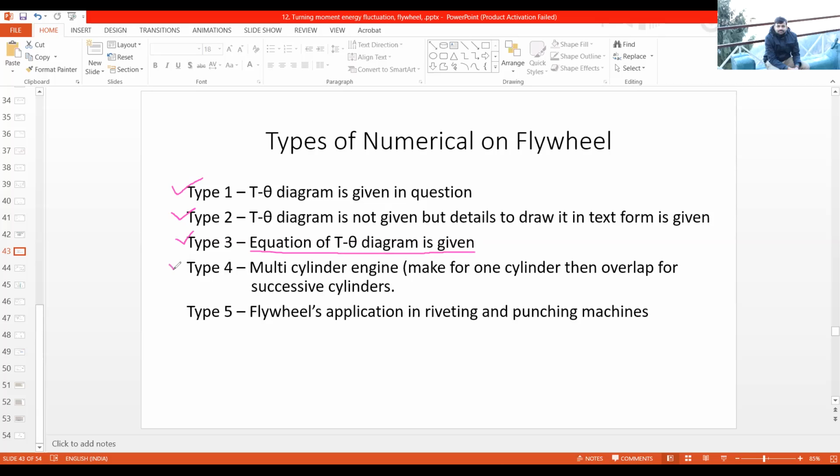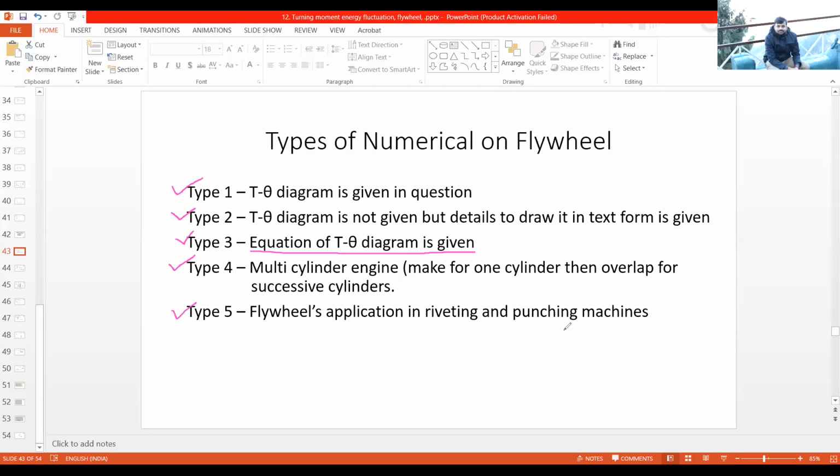Okay. The fourth type was for multi-cylinder engine. So we saw a numerical in which the text was given to draw the diagram of one cylinder, and the procedure was to draw the diagram for one cylinder and then overlap it for the successive cylinders, right? And then after the overlap diagram is done, we will draw the combined T theta diagram and then solve the question, right? And type 5 was the application of the flywheel in riveting and punching machines.